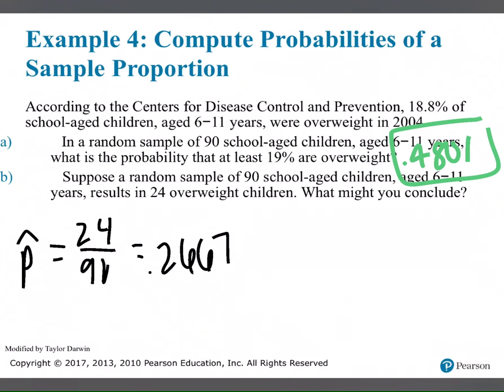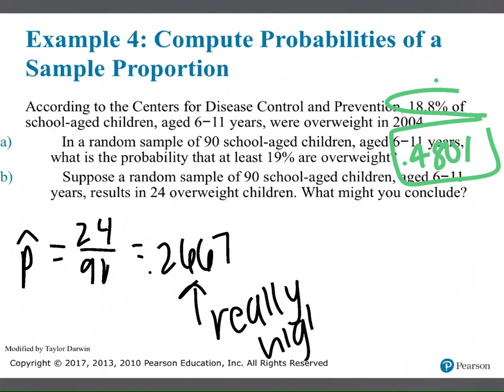What might I conclude? Well, it said that for the whole population, 18.8% of school-age children were overweight. That's a really high number compared to that 18.8%. And so it really doesn't represent the population well. So that is what I might conclude, that maybe we just happened to get a lot of overweight children in that sample.